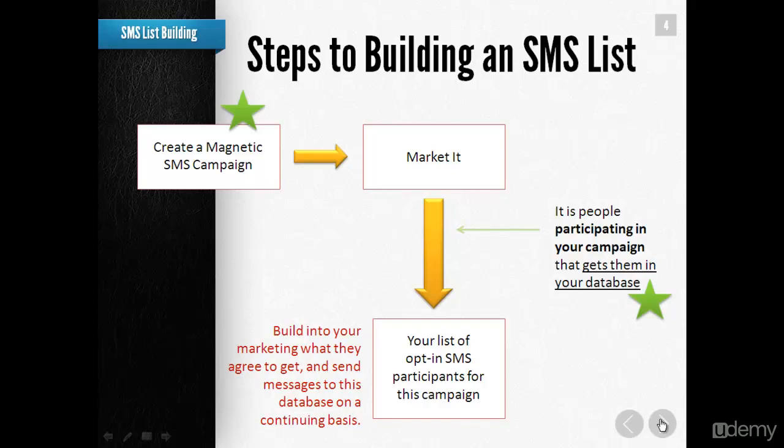So you see the difference here? It's not having numbers and then sending to people. It's getting people to give you their numbers so you can send to them. It's very, very important that you do this in this order. And be sure that you are building into your marketing what people agree to get, and that you will then be able to send them messages on a continuing basis. We'll talk more about that in the marketing session as well. These are the steps to building your SMS list: creating the magnetic offer, marketing it, and getting people to participate.